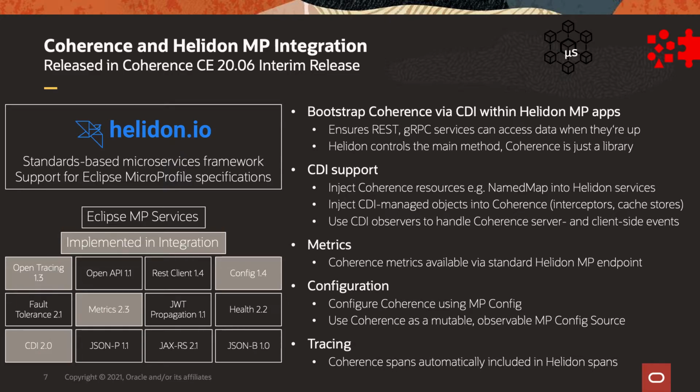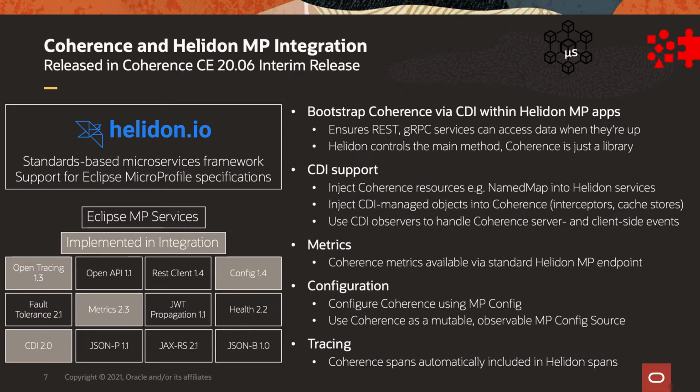So obviously, we support context and dependency injection in this integration. You can inject Coherence resources like named maps into Helidon services. You can inject CDI managed objects like event interceptors and cache stores into Coherence. And you can use CDI observers to handle Coherence events.